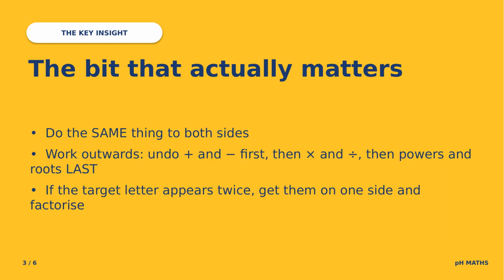Method. Do the same thing to both sides and work outwards. Undo plus and minus first, then times and divide, then powers and roots last. Reverse order of operations. Strip off the outer layers before you get to the inner ones, and if the target letter appears twice, get them both on the same side and factorise out.